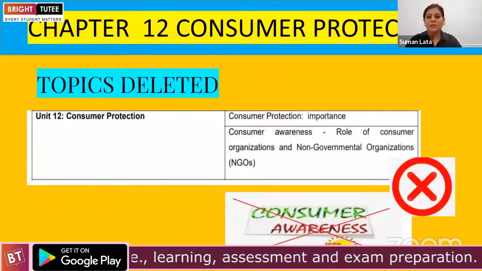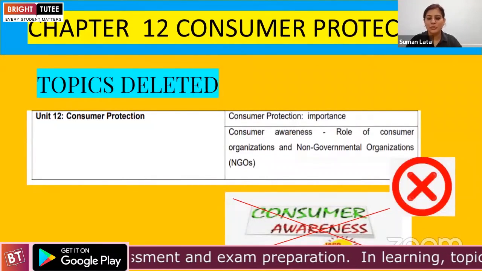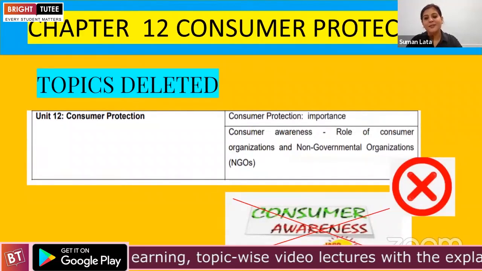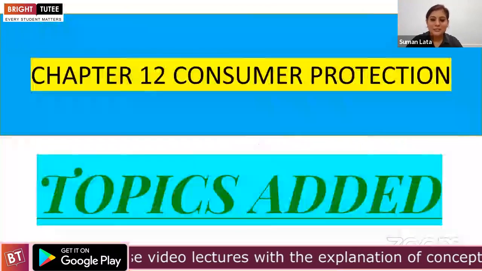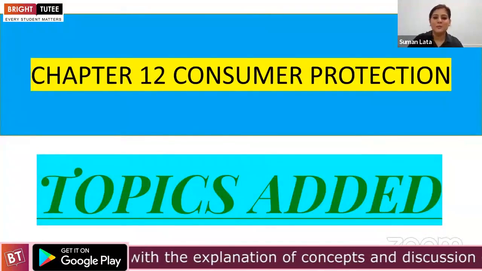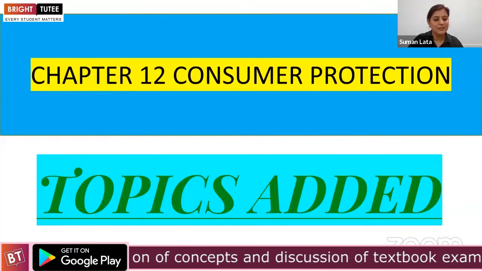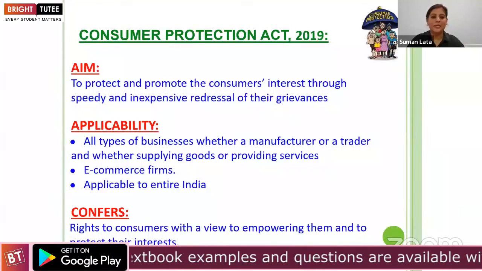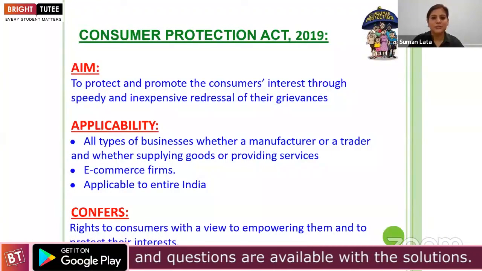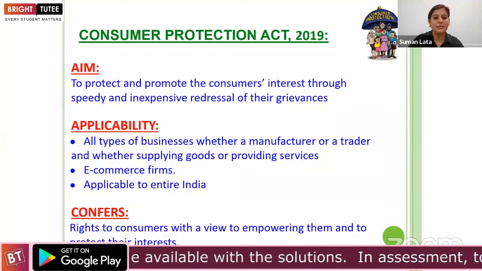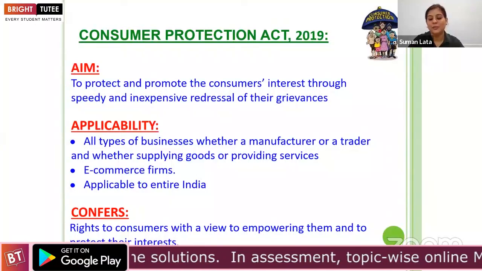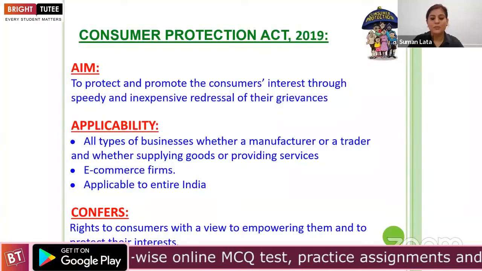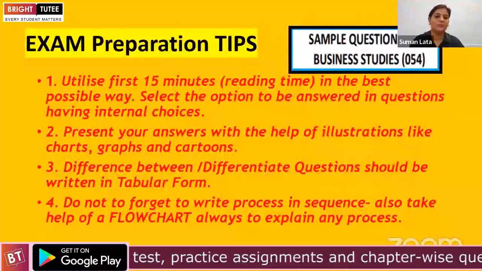Then chapter 12, consumer protection: role of consumer organizations and non-government organizations, not in syllabus. And along with the deletion, something has been added to chapter 12. What is added? We are all aware: the Consumer Protection Act 2019. I have added this slide also so that we can discuss the aim, applicability and coverage of this law, why we require to amend this law, and why this topic is added to the syllabus with chapter 12.